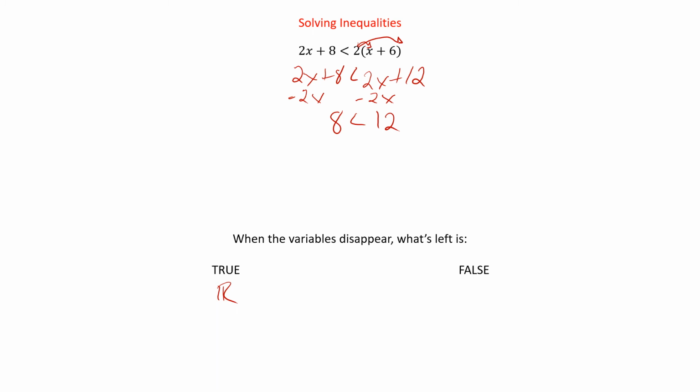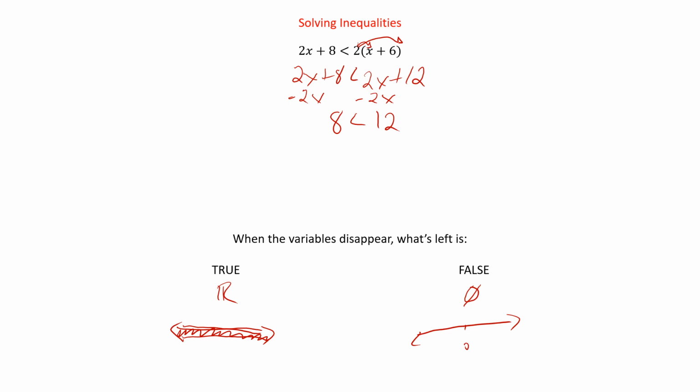The graph of that is literally the entire number line. If it's false, it's a contradiction. There's no solution. Remember, that's not x equals 0. There is no value of x that will make this thing work. And the answer to that is going to be an empty number line, just the empty set.